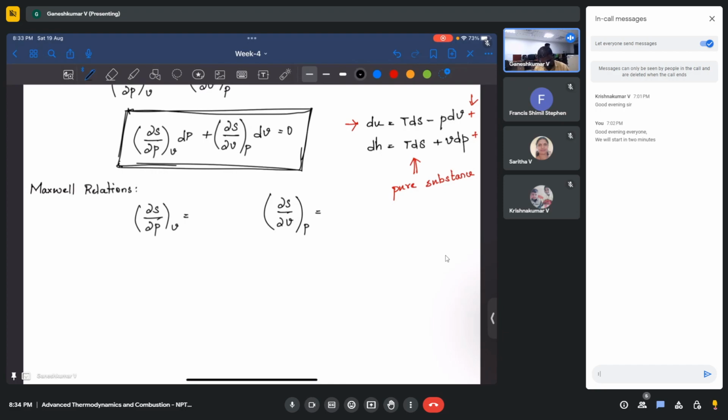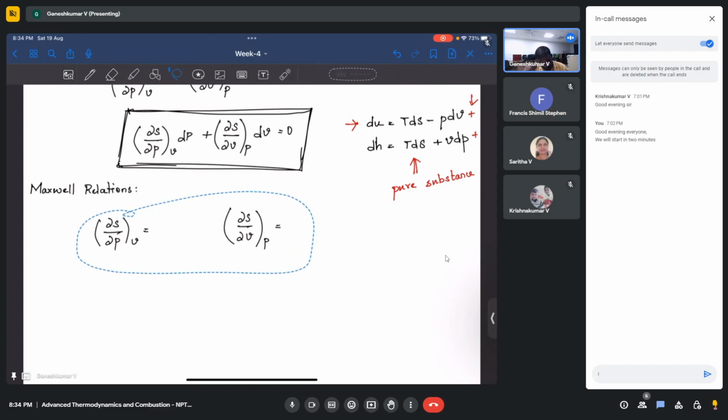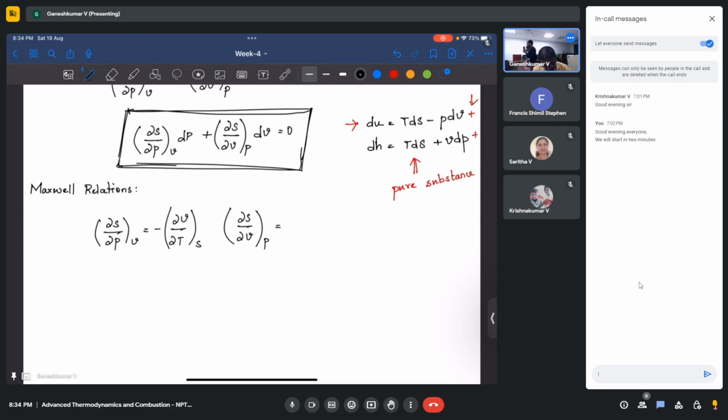So what are the TdS relations for this? Coming back to our question, what is the Maxwell relation for this, dou s by dou p at constant v and dou s by dou v at constant p? I know remembering all the relations will be quite intimidating, but there is no other way. We have to remember it. So dou s by dou p at constant v is nothing but dou v by dou t at constant s. Okay, and dou s by dou v at constant p will be dou p by dou t at constant s.